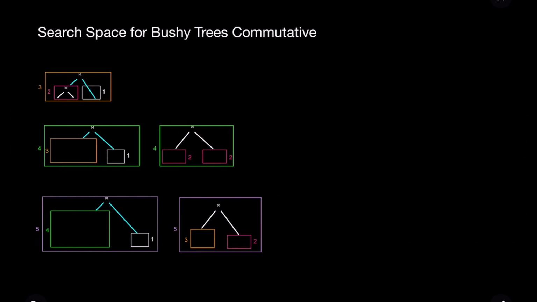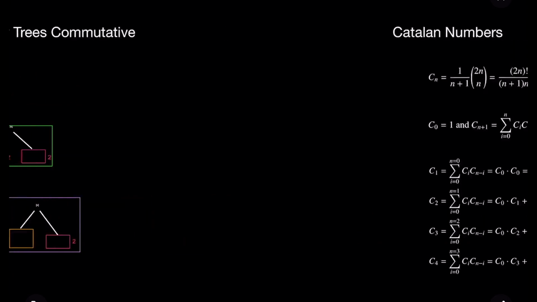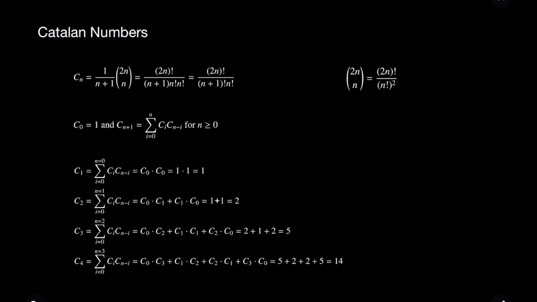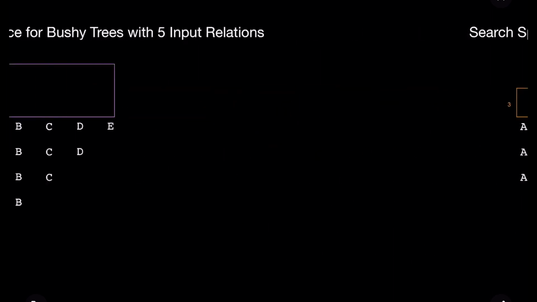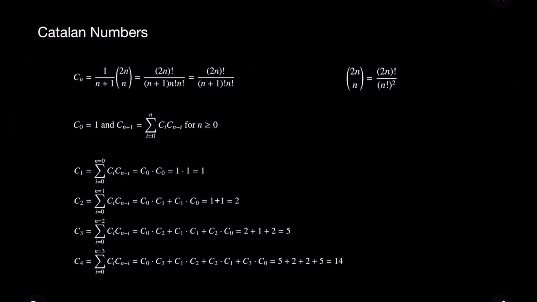okay, for bushy trees, it's commutative. You have to be careful. But mathematically, how you can compute this is by the Catalan numbers. So that's the number of structural binary trees that you can compute. So basically, you always have to use the Catalan number decreased by 1. So if it's 2 input relations, you compute C1.